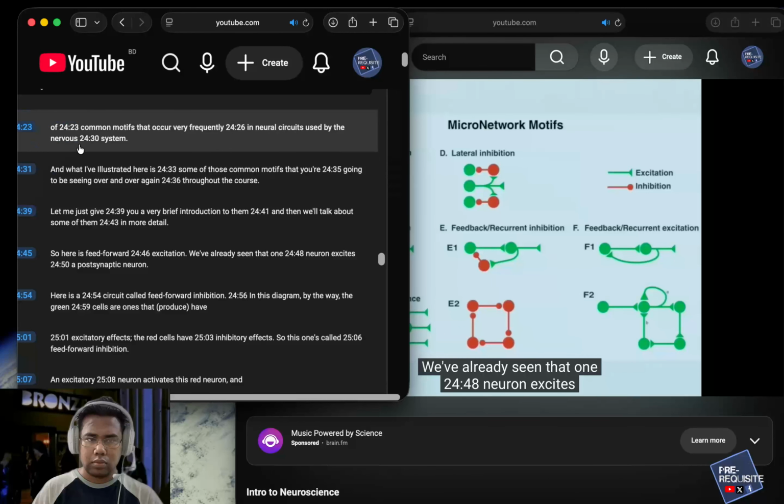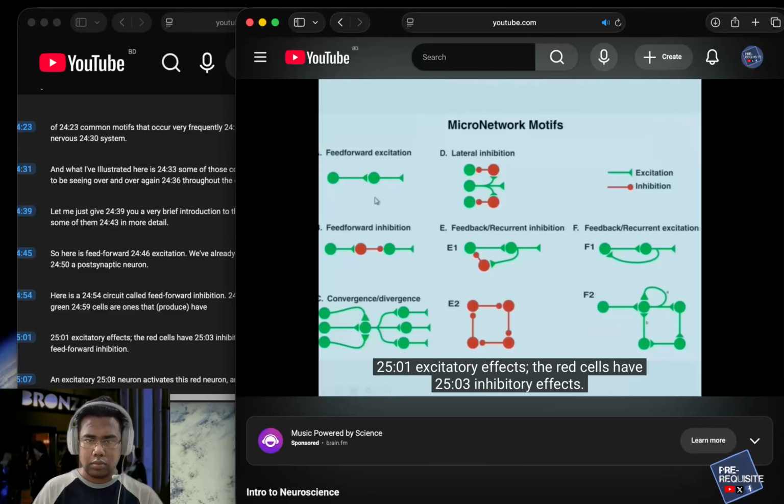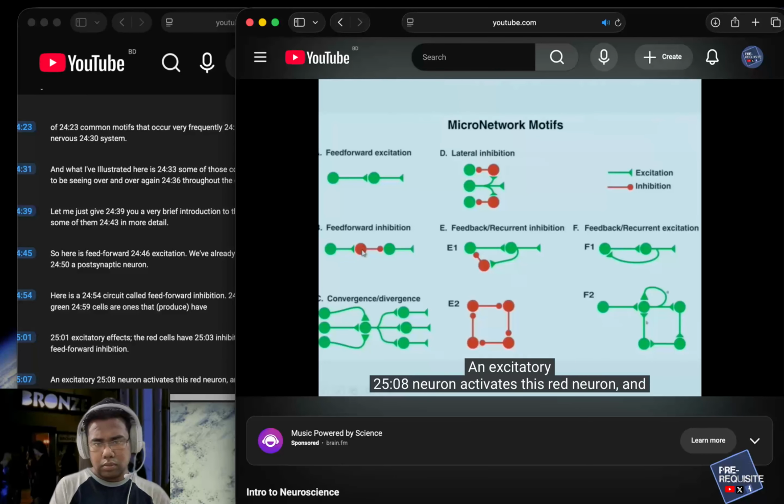We've already seen that. One neuron excites a postsynaptic neuron. Here is a circuit called feed-forward inhibition. In this diagram, by the way, the green cells are ones that have excitatory effects. The red cells have inhibitory effects. So this one's called feed-forward inhibition. An excitatory neuron activates this red neuron, and this red neuron, in turn, inhibits the neuron that it's connected to.